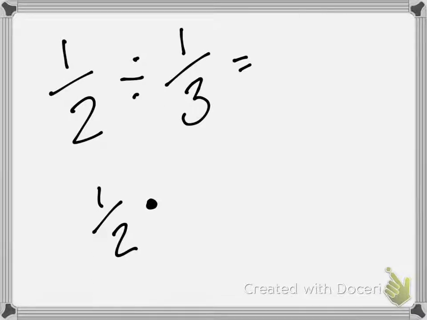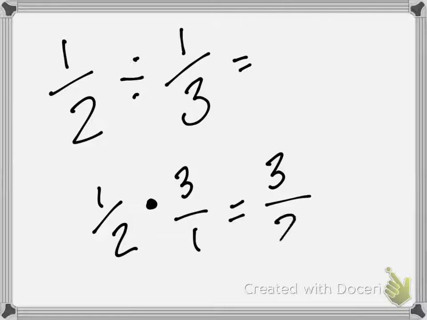Perfect, change division to multiplication, and lastly? 3/1, we flip, keep, change, flip. What's 1 times 3, everybody? 3. What's 2 times 1, everybody? 2. So we get our answer to be 3/2 or 1 1/2.